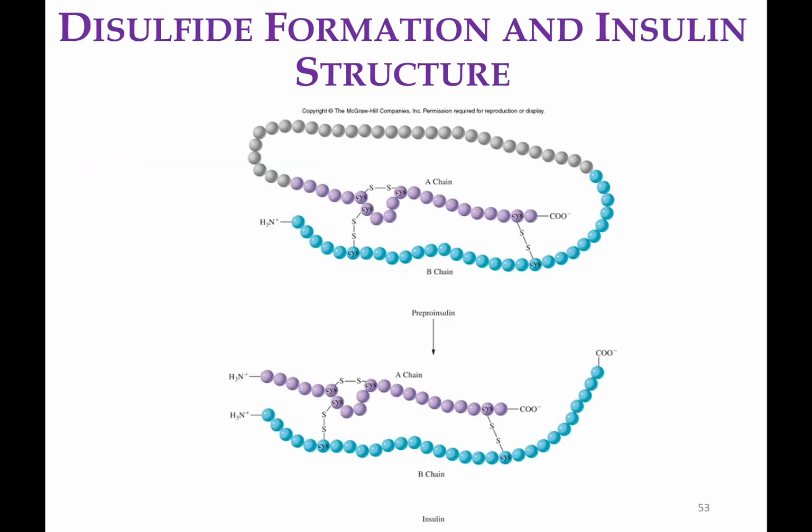So this is actually showing you two different chains. We have an A chain and a B chain. This is actually insulin. So you can actually see them folding back on themselves by forming these disulfide bridges here. So that's what's going to cause the kinks in the chain and allow them to stay attracted to one another. So this is insulin. This is preproinsulin. Okay.